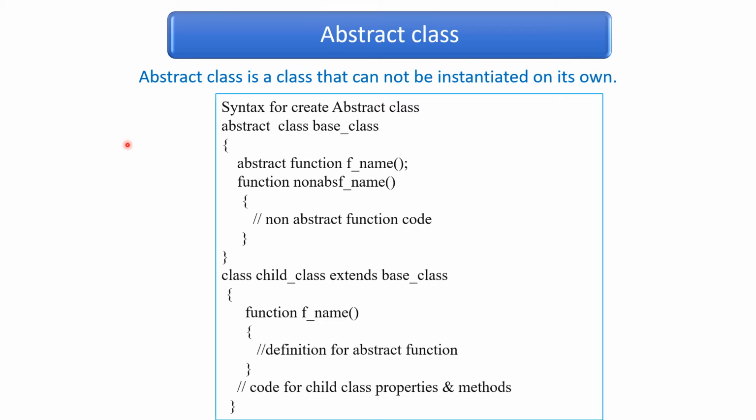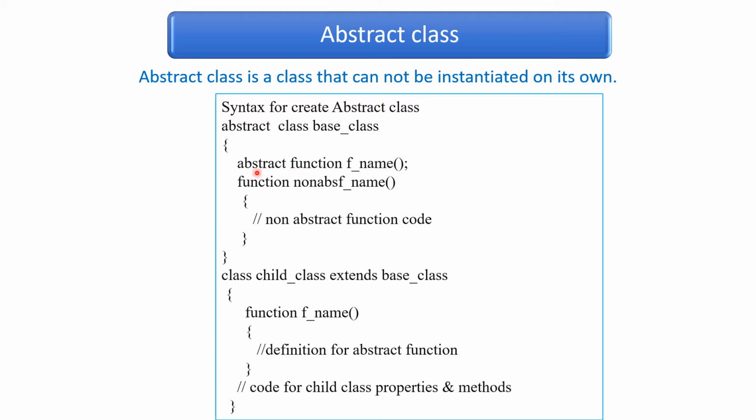This is the syntax for creating an abstract class. Here you give the abstract keyword, after that the class keyword, and then the name of your abstract class, which is a valid identifier. In this class, you must create at least one abstract method.